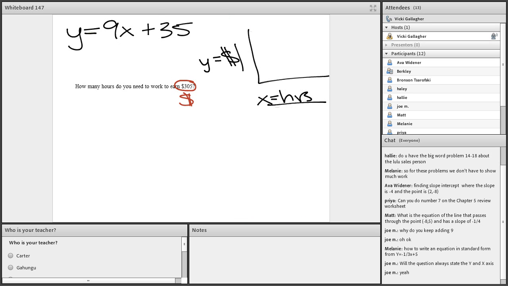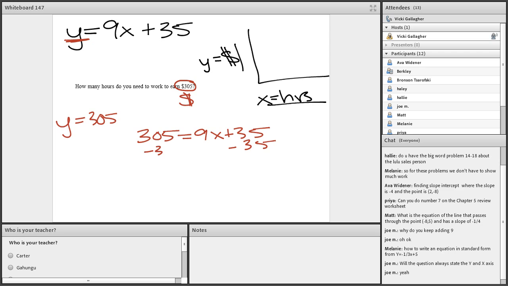All right, so that's how I knew that y was money. And the problem might not tell you what it is, so you've got to kind of just figure it out. I think on most of these problems it's money, but it might not always be. All right, so if $305 is money and money is y, that means they're saying y equals 305. So I'm going to plug in a 305 here. So I have 305 equals 9x plus 35, and then I just need to solve for x.